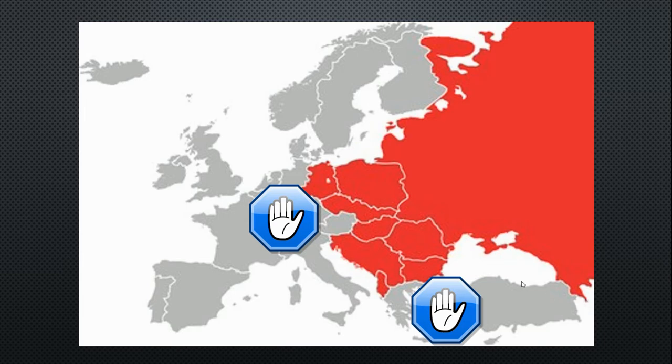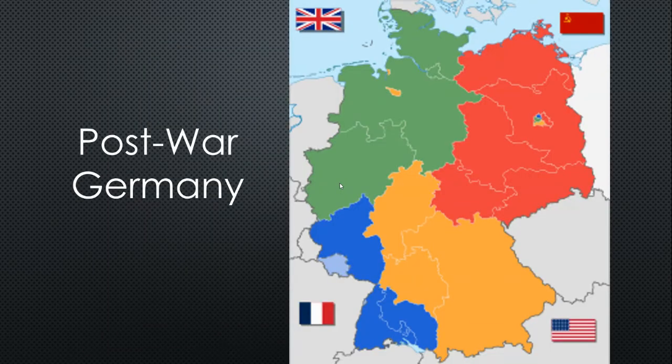Moving forward, we're going to pay attention to this little bitty dot, this little smudge right here in the middle of the eastern part of Germany. That is Berlin, the capital of Germany.